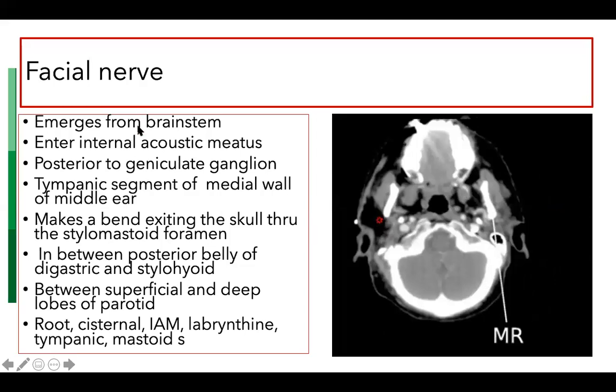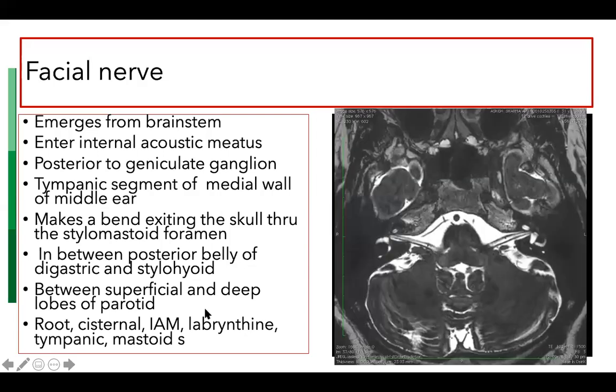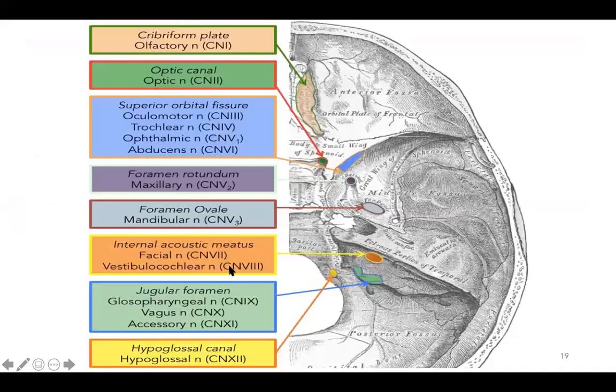So this is basically the track of the facial nerve, and from the parotid it spreads along to the cheek. This is the facial nerve on MRI. The anterior part is the facial nerve, the posterior part is the vestibulocochlear nerve, and this is the canal in which they both travel together.